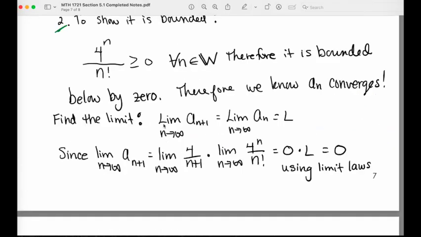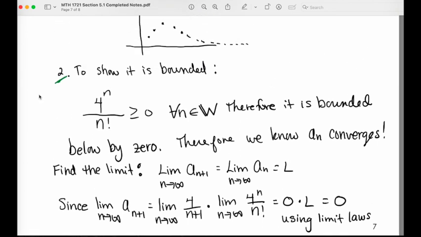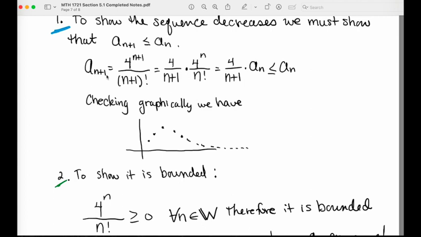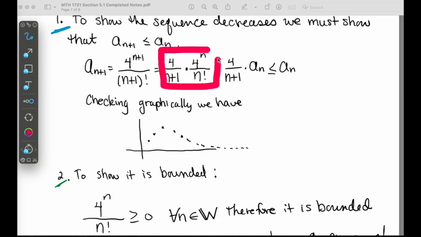Now, when we're finding the limit, all we care about is the end behavior. We don't care about the first few terms. If I omit those or not, it doesn't matter. We're worried about the end behavior. So I can say that the limit of a_(n+1) as n goes to infinity is the same as the limit as n goes to infinity of a_n. They should both be the same limit. Now, if we think back to when we wrote a_(n+1), remember we said that a_(n+1) can be written as these two factors, 4 over n plus 1 times 4 to the n over n factorial.